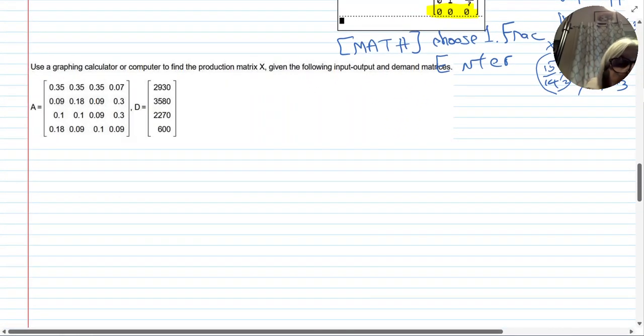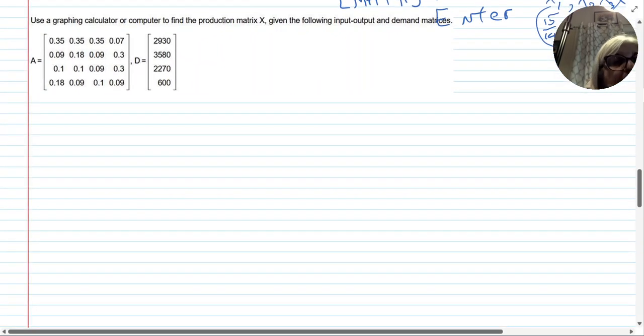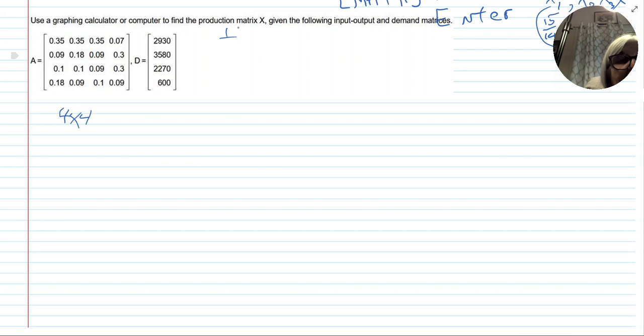All right. So we go back now to our demand. And these are, again, these are a 4x4. So we're going to need an identity of 1, 0, 0, 0.